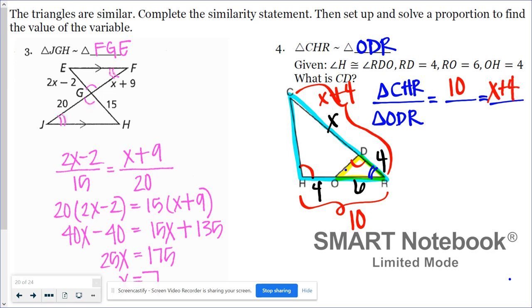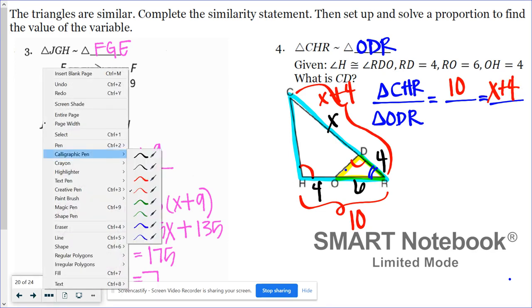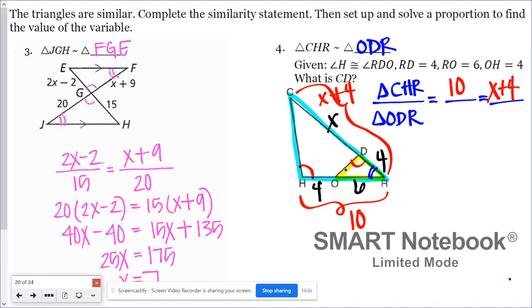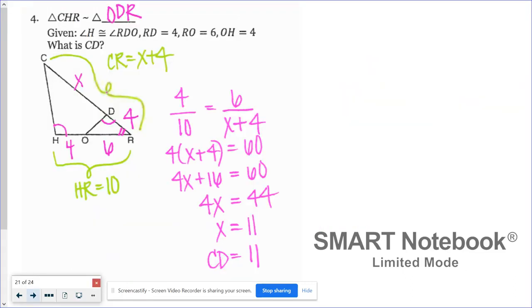Now I want to write down the corresponding side lengths beneath those, okay? So let's be careful here. So the 10 came from side HR. So when you look at your similarity statement, HR are the second and third letters. So they correspond to DR, and we know that DR is 4. The x plus 4, that's side CR. CR, your first and last letters. So that would correspond to OR, which is 6. So here's our proportion. And then we would simply cross multiply to solve. I ended up with CD is 11.